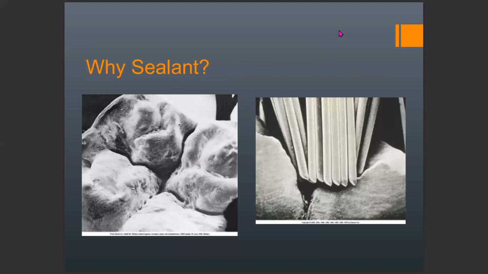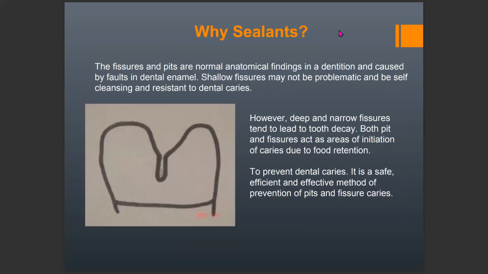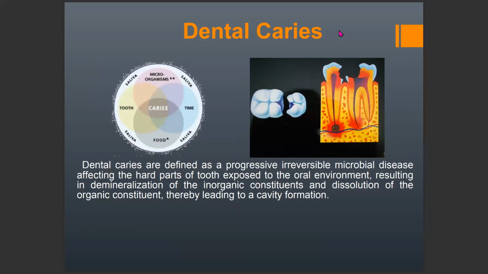Then the question comes, why to use sealants? The fissures and pits are normal anatomical findings in a dentition and caused by faults in dental enamel. Shallow fissures may not be problematic but be self-cleansing and resistant to dental caries. However, deep and narrow fissures tend to lead to tooth decay. Both pit and fissures act as areas of initiation of caries due to food retention. To prevent dental caries, it is a safe, efficient, and effective method of prevention of pits and fissures caries.